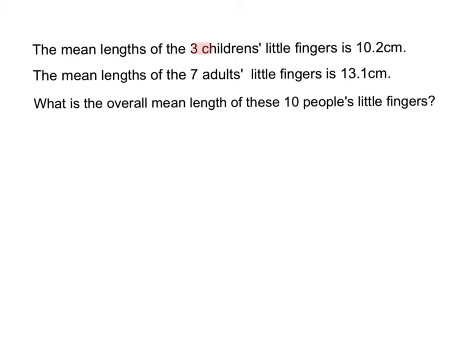The mean of 3 children's little fingers is 10.2. The mean of 7 adults' little fingers is 13.1. What is the overall mean length of the 10 people's little fingers?